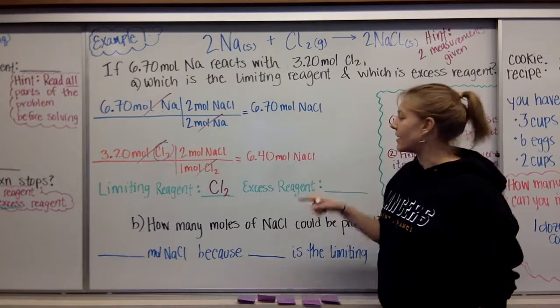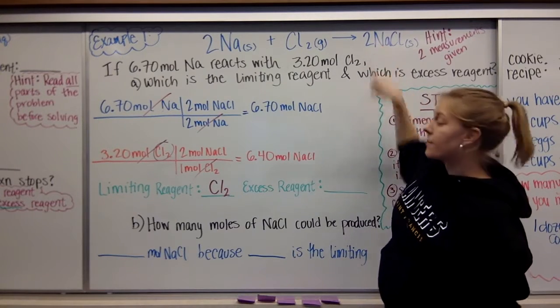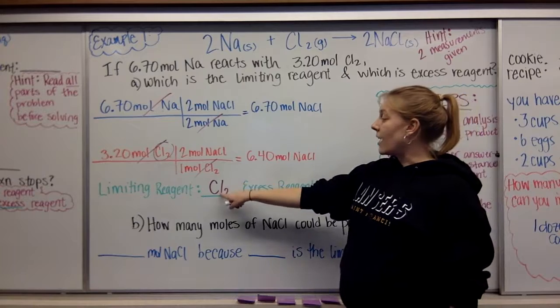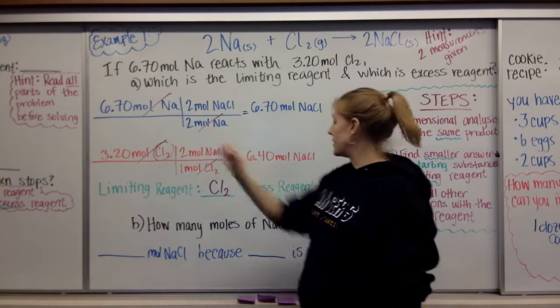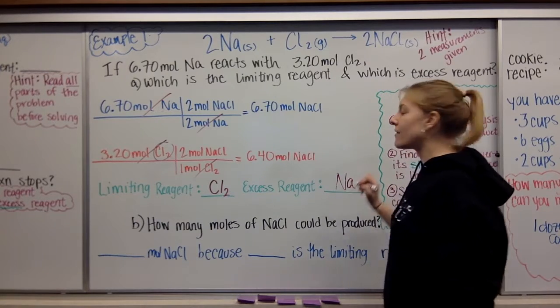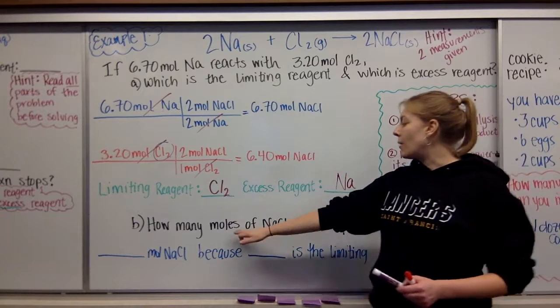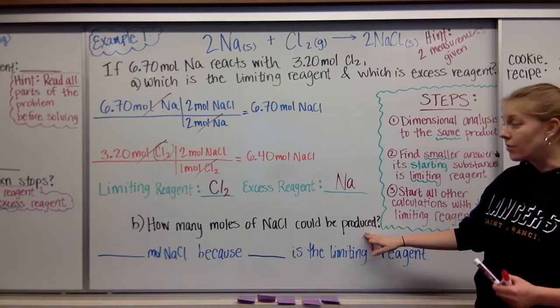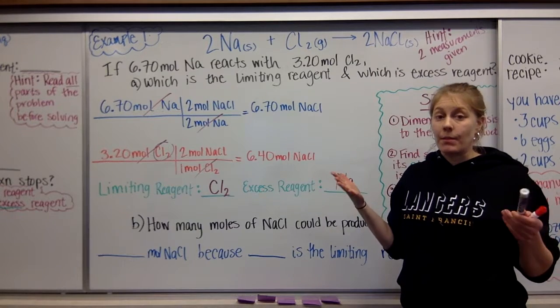The limiting reagent is not NaCl. NaCl is a product, okay? So if Cl is my limiting reagent, that must mean Na is my excess reagent. That's the one where we're going to have some left over after the reaction happens. Now, how many moles of NaCl could be produced? I have 2 quantities here of NaCl. Which one could actually be produced?